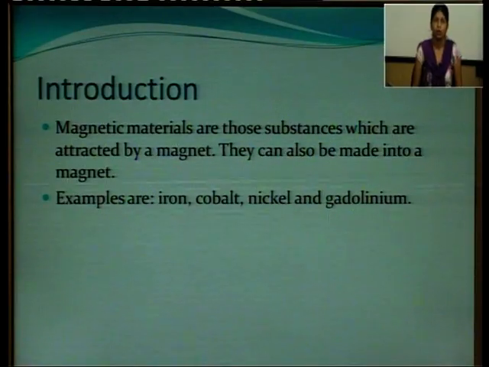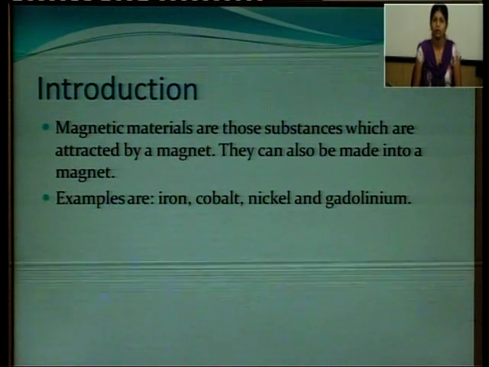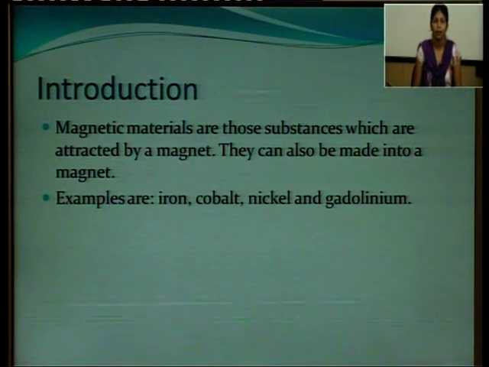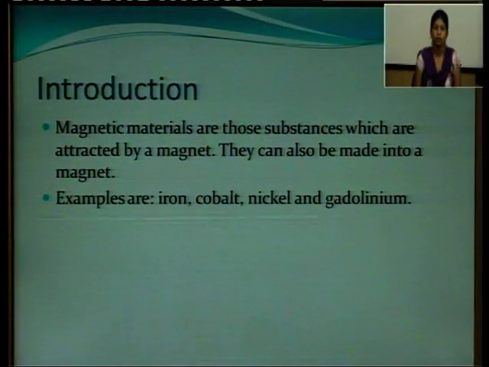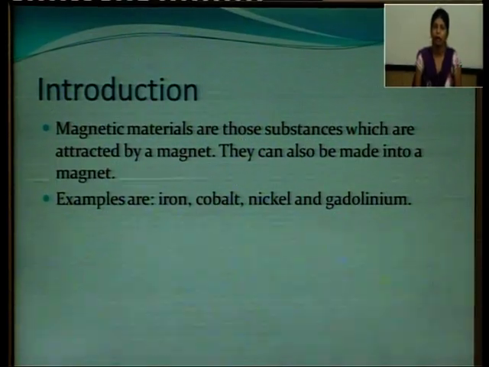So first of all, introduction. What are the magnetic materials? Magnetic materials are those substances which are attracted by a magnet and which can also be made into a magnet by using some techniques. Main examples of magnetic materials are iron, cobalt, nickel and gadolinium.